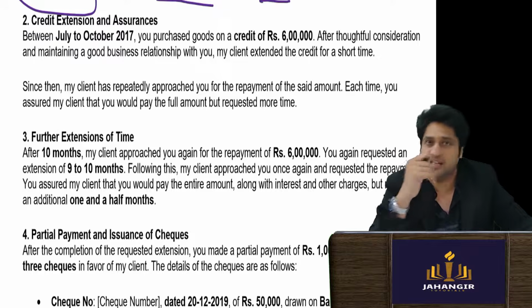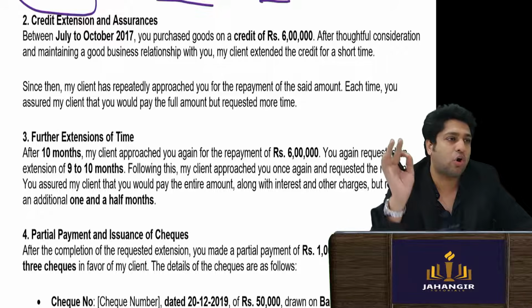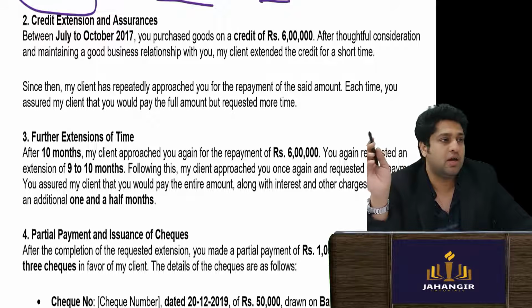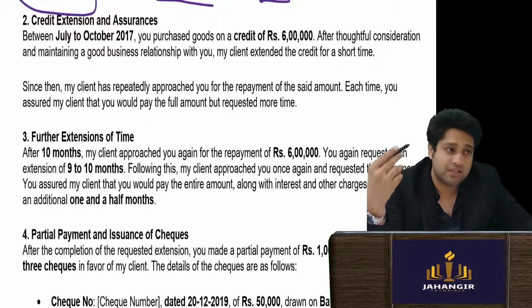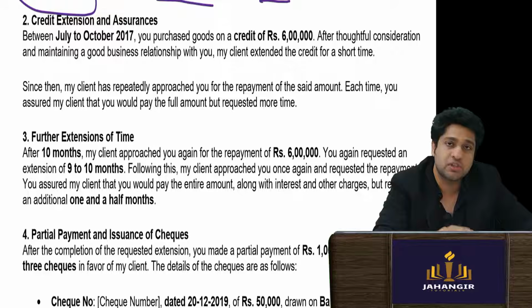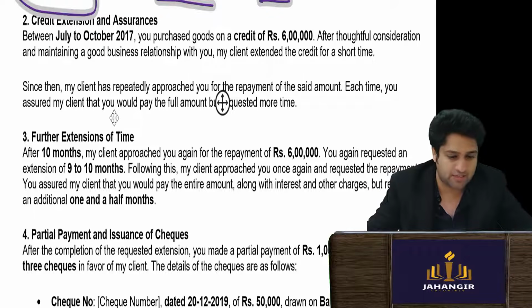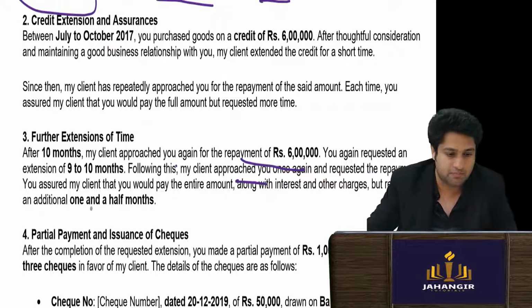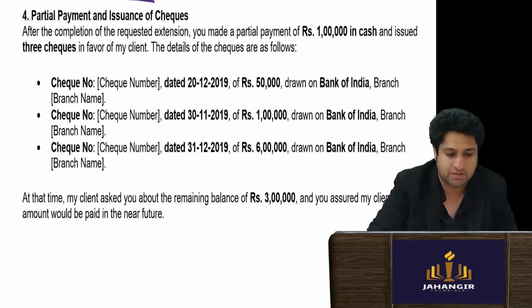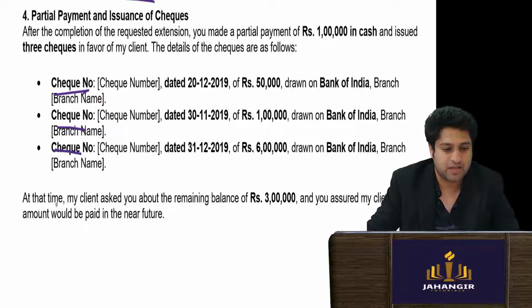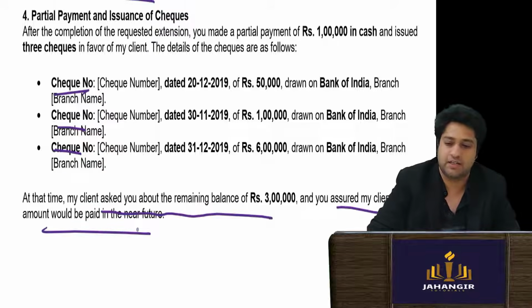Between specific dates or on 23rd October, you purchased the goods, and my client has repeatedly asked you to make the payment in spite of receiving the goods. Then after 10 months, when my client approached you, you made partial payments, and these are the check numbers in which you issued the check. At that time my client asked you about the remaining balance. You assured him that you will pay it in the near future.